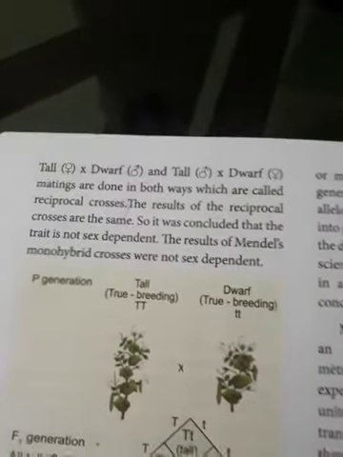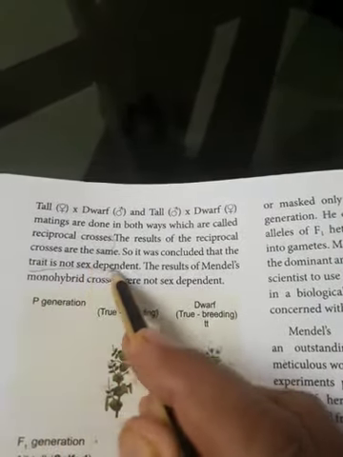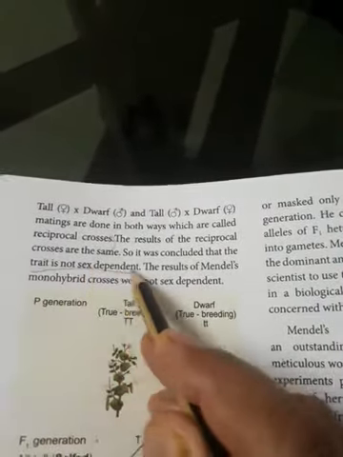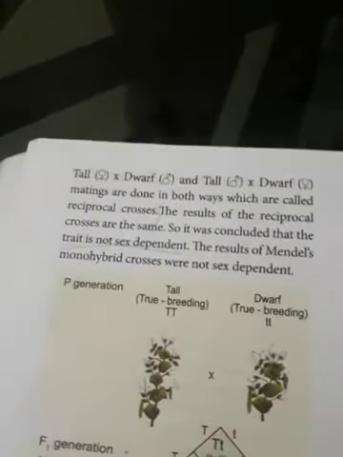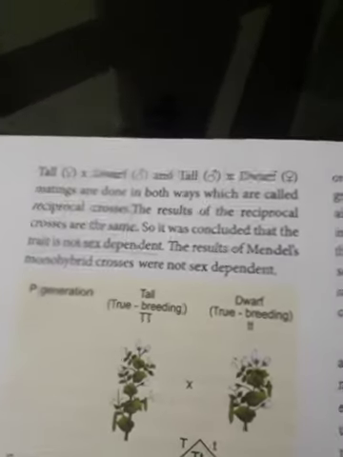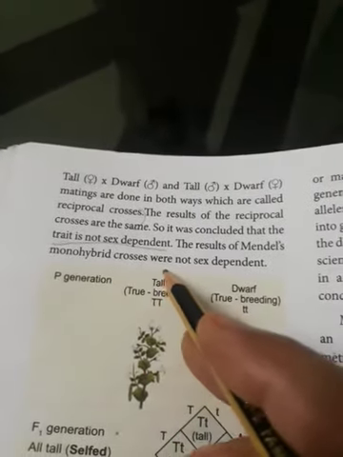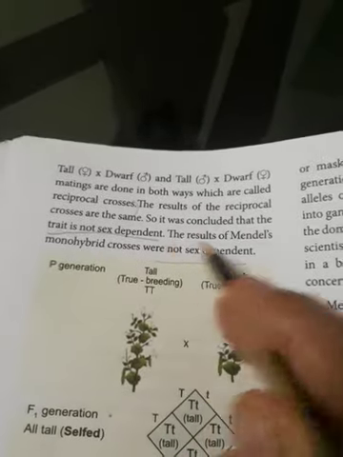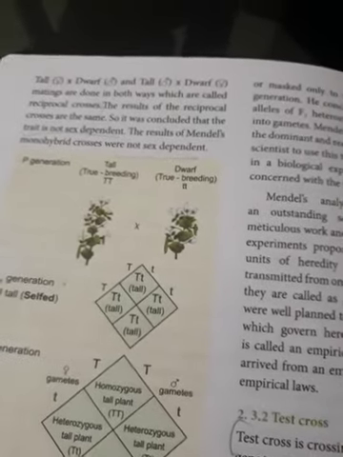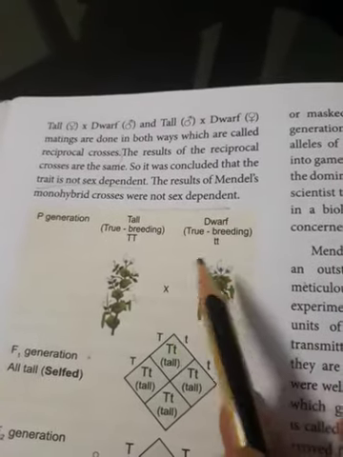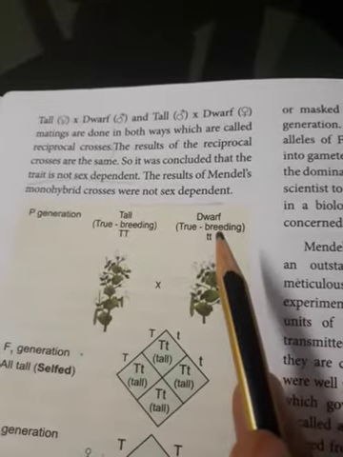From this reciprocal cross he came to the conclusion that the trait or the character is not sex dependent. It does not depend on which sex carries it, but only on the plant itself. The results of Mendel's monohybrid cross were not sex dependent. That is the conclusion. One more question: from the reciprocal cross, what conclusion did he bring? He concluded that the monohybrid traits were not sex dependent characters.